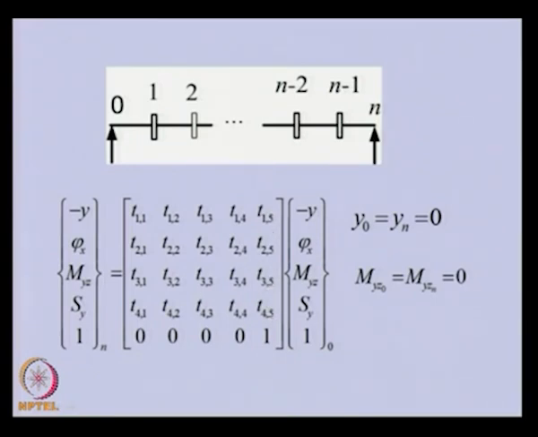Now, the boundary condition. For the boundary condition, here we have linear displacement 0 at the 0 station. Similarly, at the nth station we have linear displacement 0, because these are simply supported ends, and the bending moment will be 0 at these two ends.